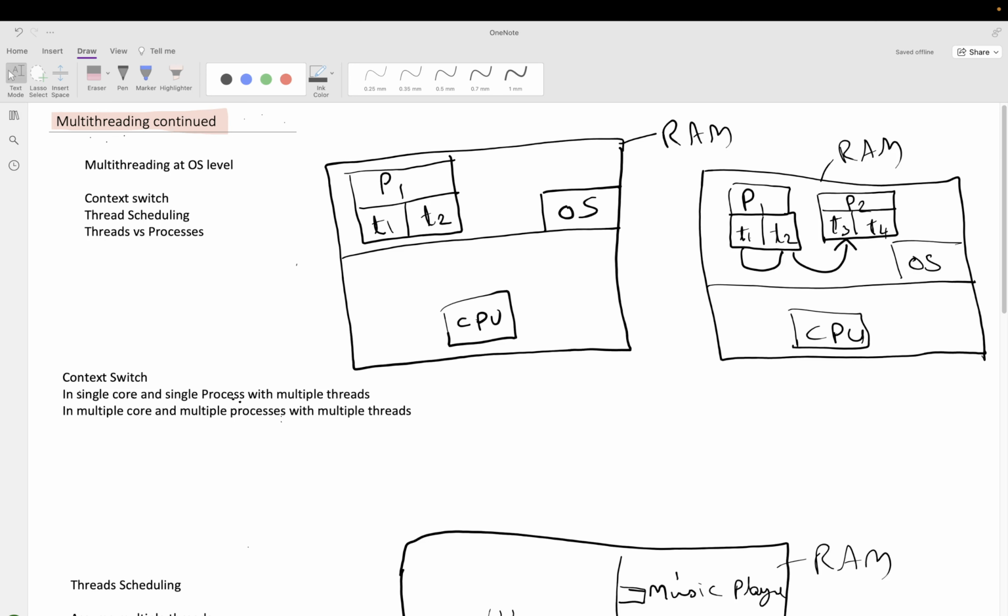In this video, we will look into multi-threading at operating system levels. We will look into three topics: context switch, thread scheduling, and threads versus processes.